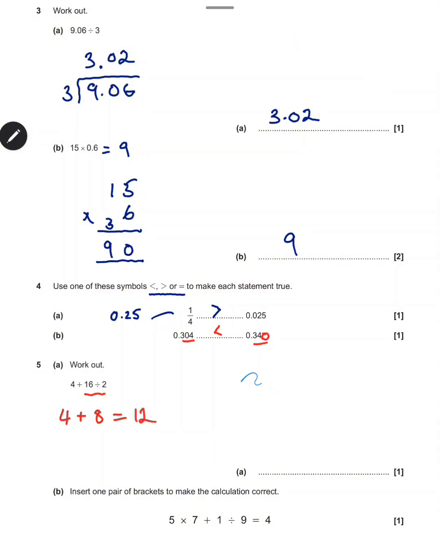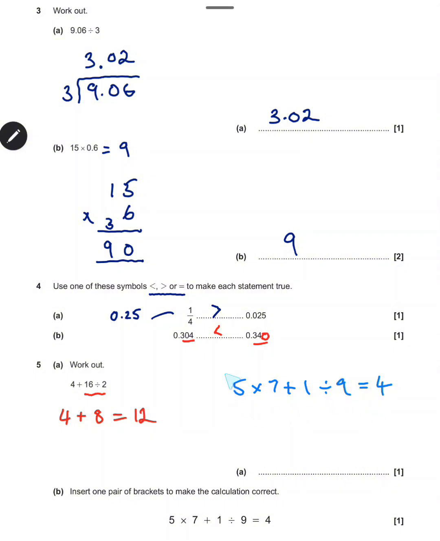And part B, let's write this out again. We've got to do 5 times 7 add 1 divided by 9. And we've got to put brackets somewhere to make this thing come to 4. Remember, when you put brackets in place, you're saying that's the bit you're going to do first. So we need to put brackets somewhere and do that bit of the calculation first.